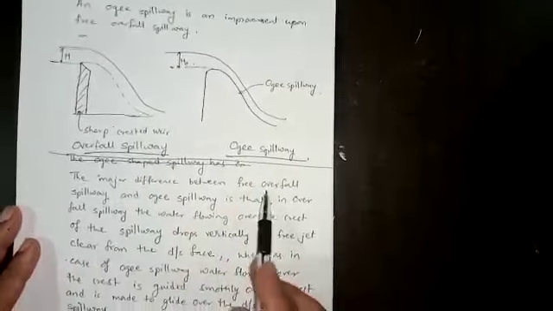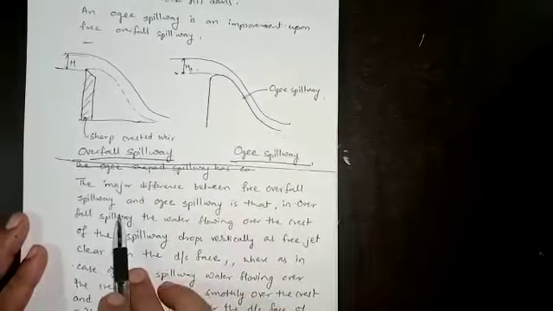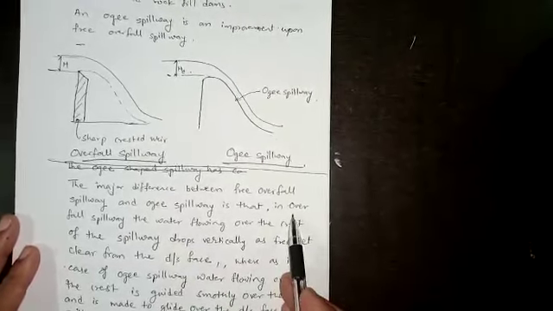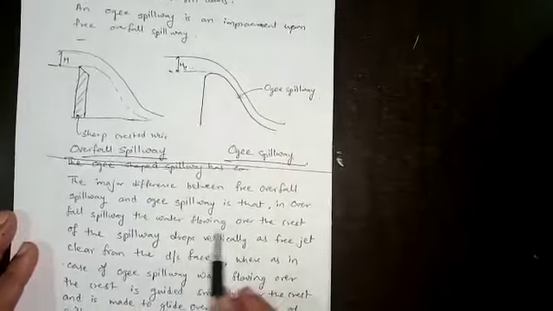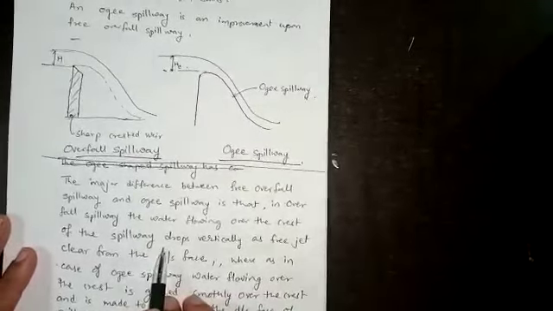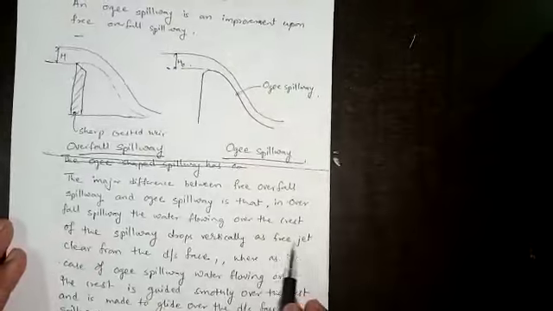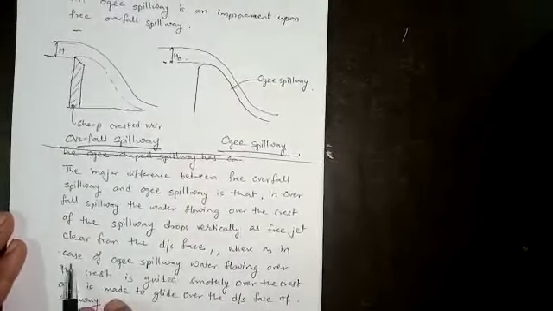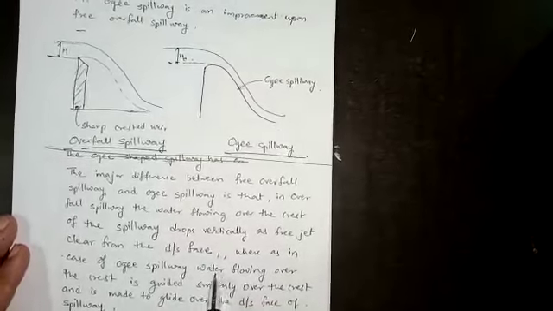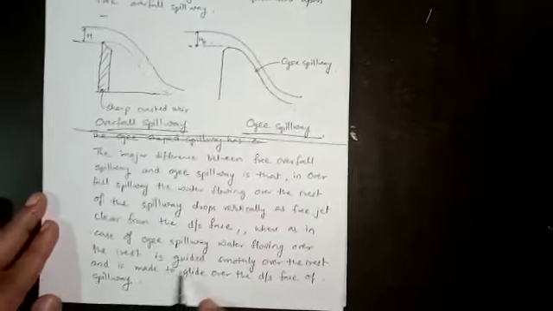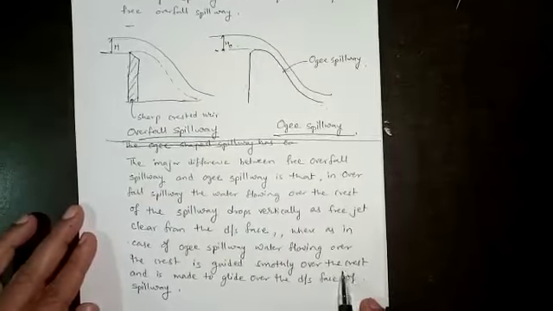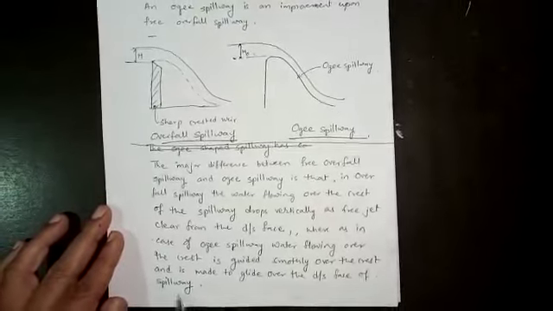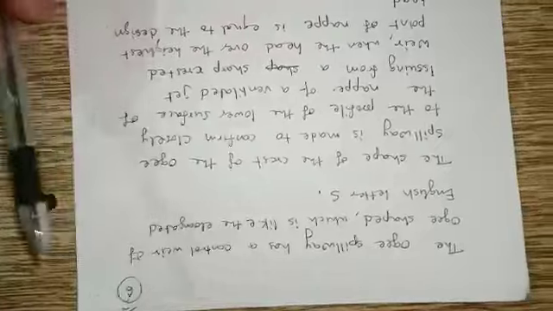Now, the major difference between the free overfall spillway and the ogee spillway is that in the overfall spillway, the water flowing over the crest drops vertically as a free jet clear from the downstream face, whereas in the case of the ogee spillway, the water flowing over the crest is guided smoothly and is made to glide over the downstream face of the spillway.